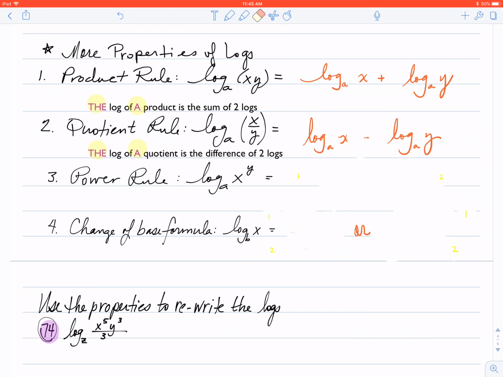Then you have the power rule. Remember the power rule back in exponentials said when you raise a power to a power, you multiply your powers. Well, what I'm going to do here is take my power of y and move it out front and use some multiplication. So there's my y times log base a of x.